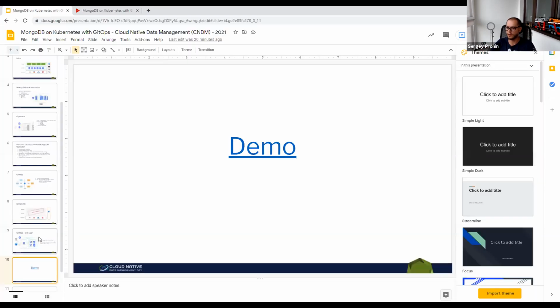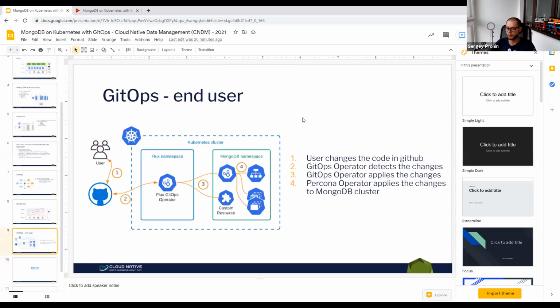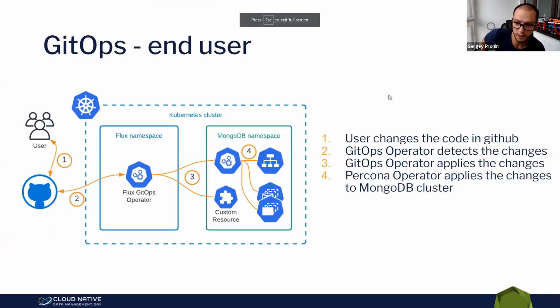And again, I just want to get back to this picture, right? This is the end state of what the end user gets from GitOps and the MongoDB operator. Do the change in GitHub, the Flux operator, which is the GitOps operator, catches this change and then applies it as a regular Kubernetes primitive, as a regular Kubernetes custom resource. And then the Percona MongoDB operator detects this change and applies it. And the database is provisioned. And the user does not know anything about what's happening here.